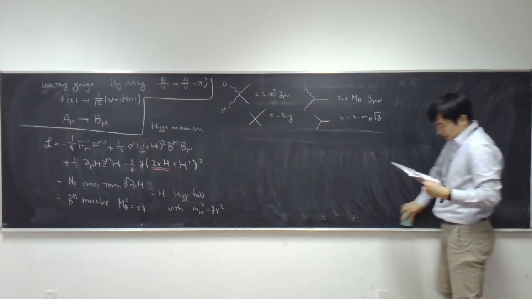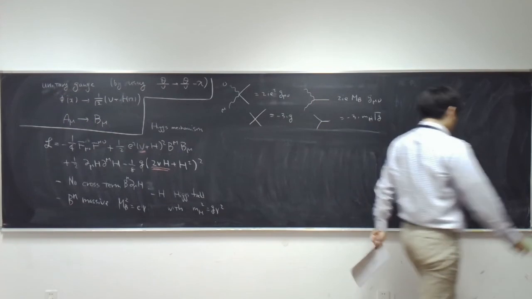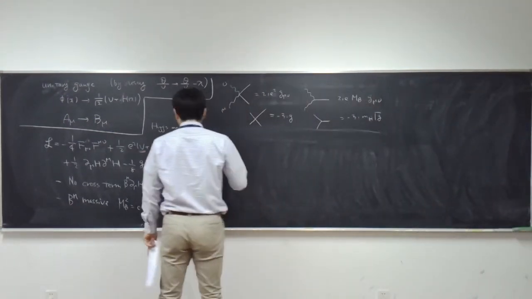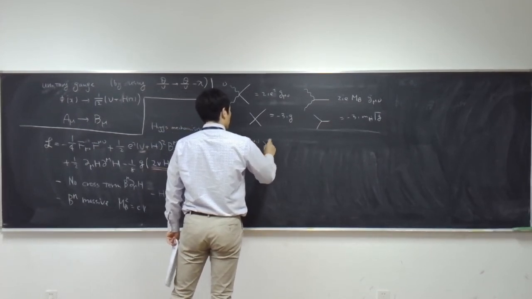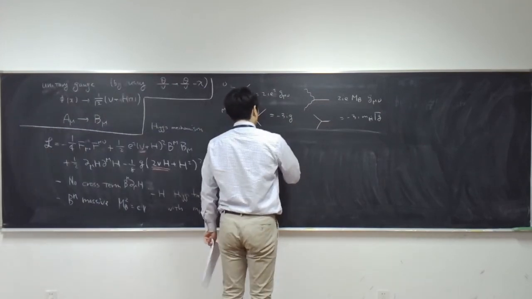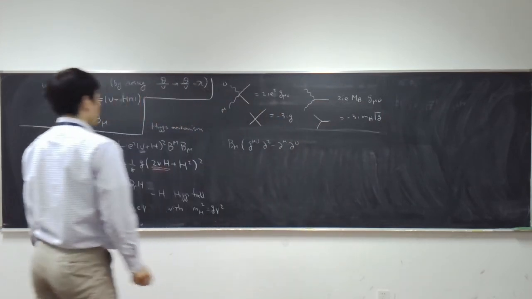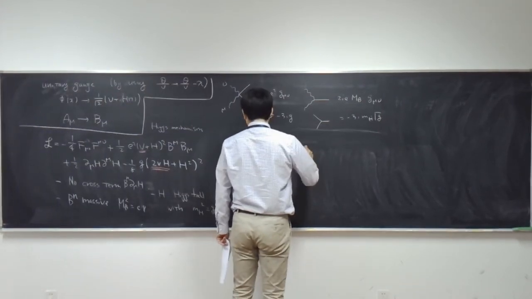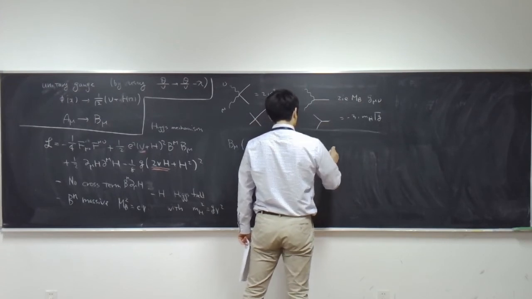And what about the propagator? So the propagator is that you can just read off the Lagrangian. The Lagrangian is essentially B mu, g mu nu partial squared minus partial mu partial nu. And here now what we have is another parameter, M_B, so M_B squared g mu nu.